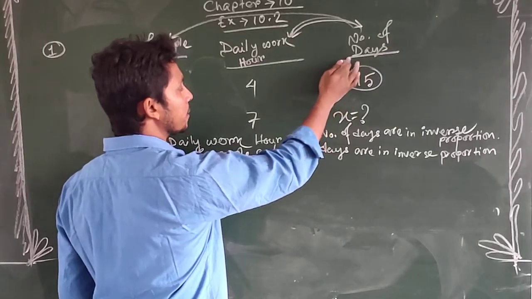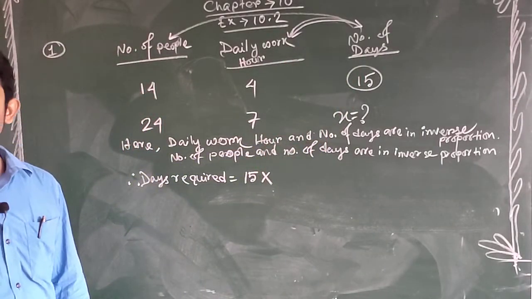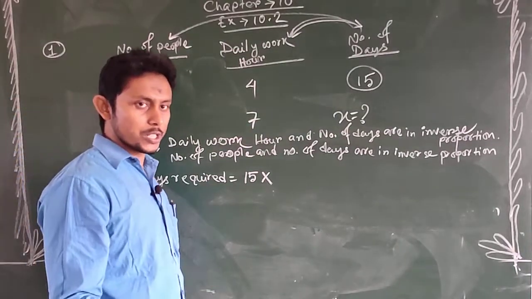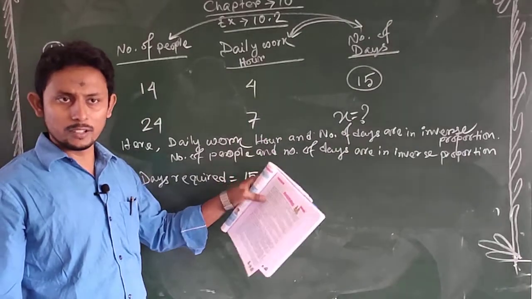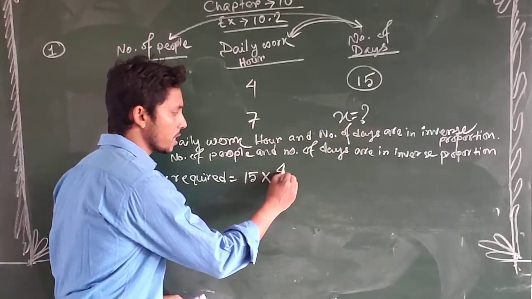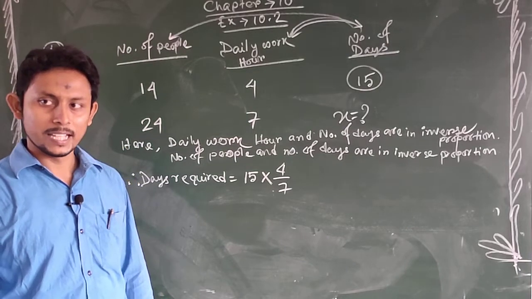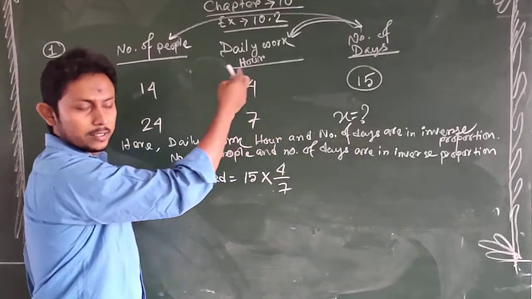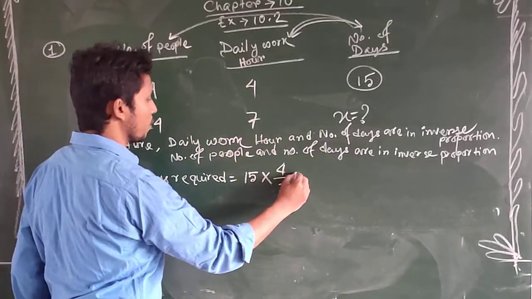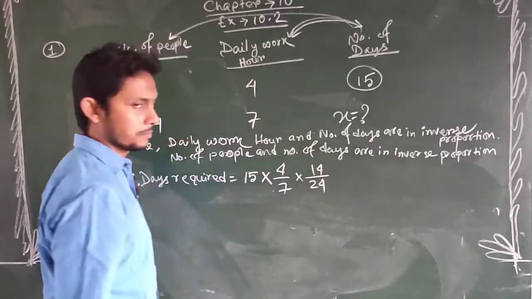Multiplied. Look there, between these two, what is the relation? Inverse proportion. If there is inverse proportion, they will not change. Whatever is there, it will be 4 by 7. Okay. Now next, there is also inverse proportion, number of people and number of days. That means it will be written as whatever is there, 14 by 24. We will write 14 by 24 like that.